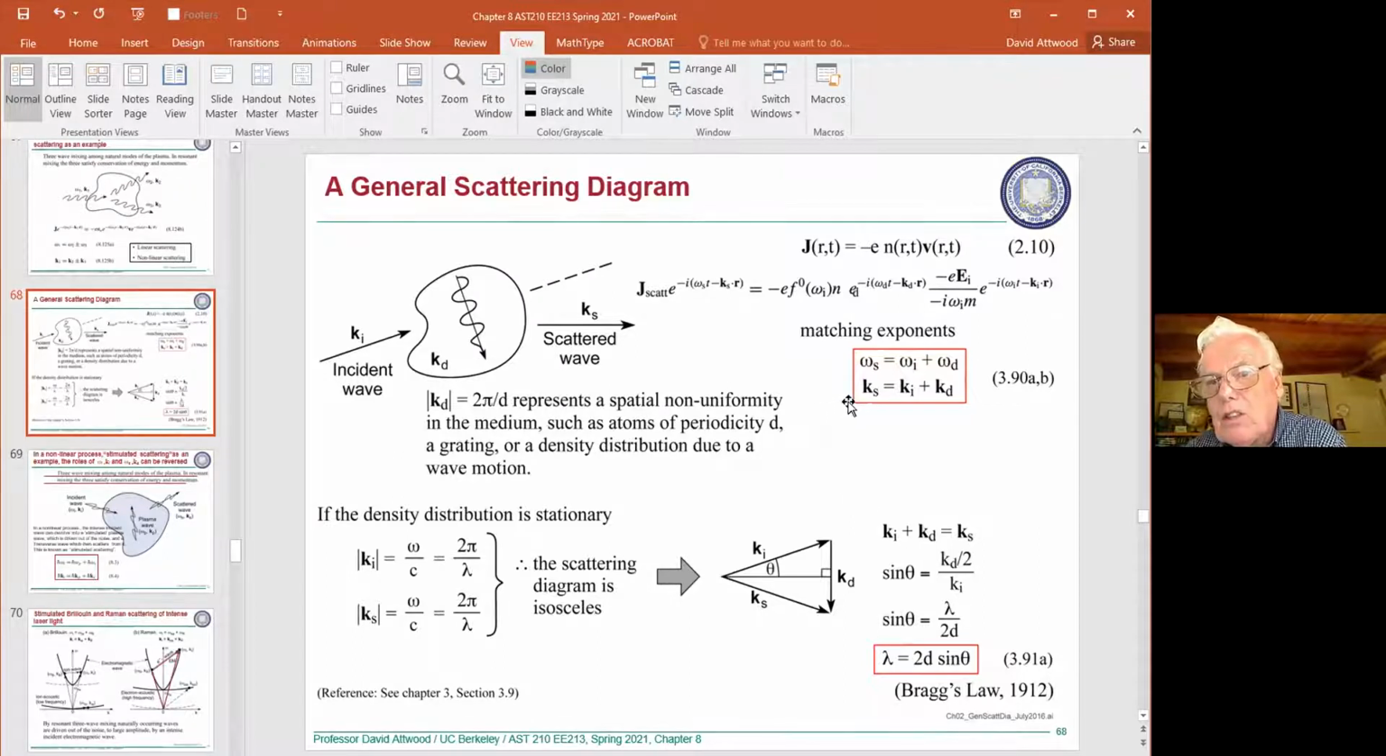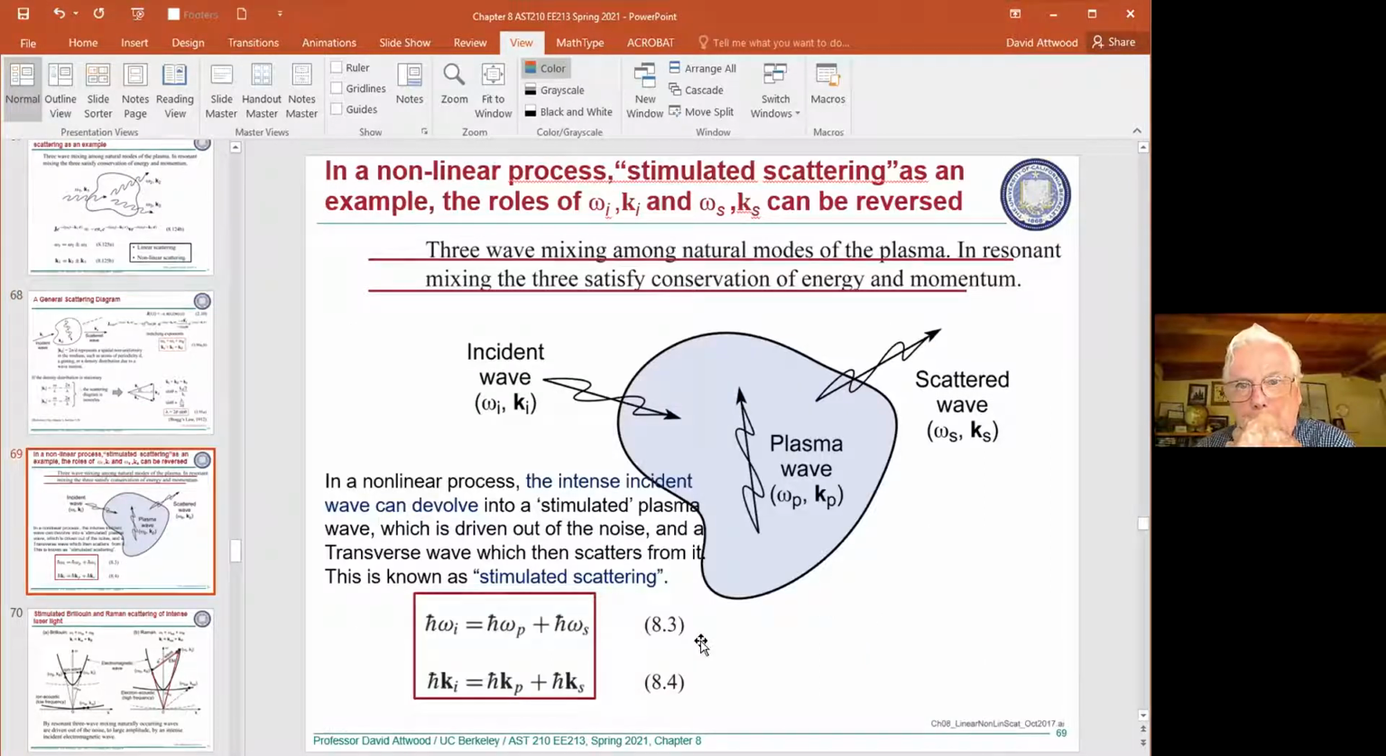So in that case, it's the outgoing wave that we have on the left here. K scattered equals K incident plus K d, the spacing, or periodicity d. That's what that meant. So that was one case, again, where the outgoing wave is on the left here. But in the nonlinear processes in the plasma, it can be different.